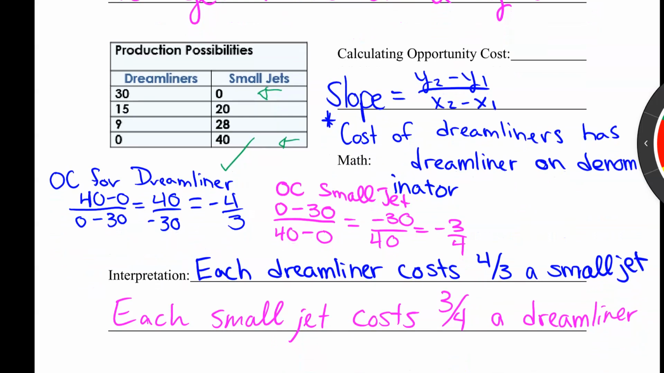So when we interpret those, just like I said before, each additional Dreamliner costs 4/3 of a small jet. And then we use the other opportunity costs to interpret the other way. Each small jet costs 3/4 of a Dreamliner.